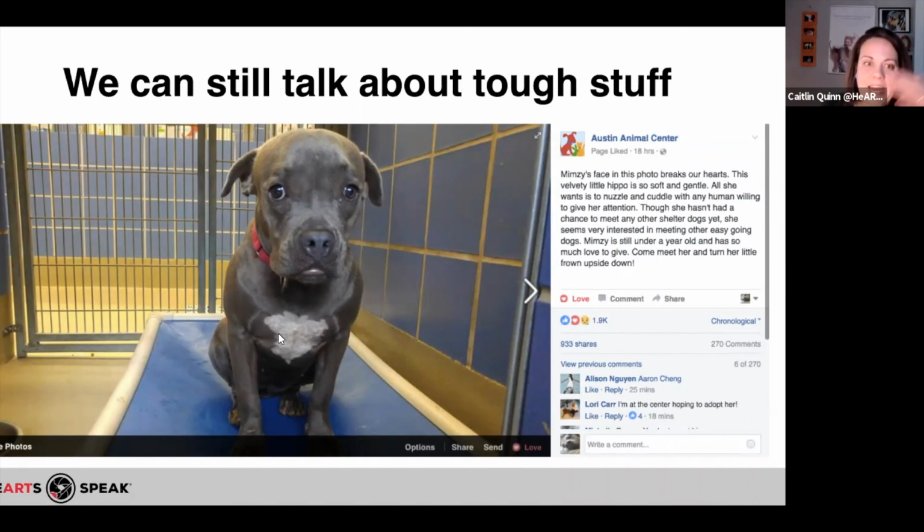So we're never saying anywhere in here, she's highly stressed in the kennel environment. We need to get her out ASAP. But there is enough urgency built into this just with her sweet little face and our acknowledgement that she's breaking our hearts, that we still get the same result from very different language.